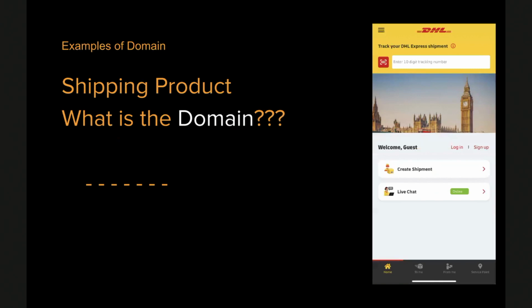Now let's try this one out together. DHL, shipping product. What do you think the domain is? Someone say carrier, delivery. Yeah. Logistics. I think it all means the same. But the word they use for it is logistics. So logistics is the domain for a shipping product. That is the problem space it's developed to address.